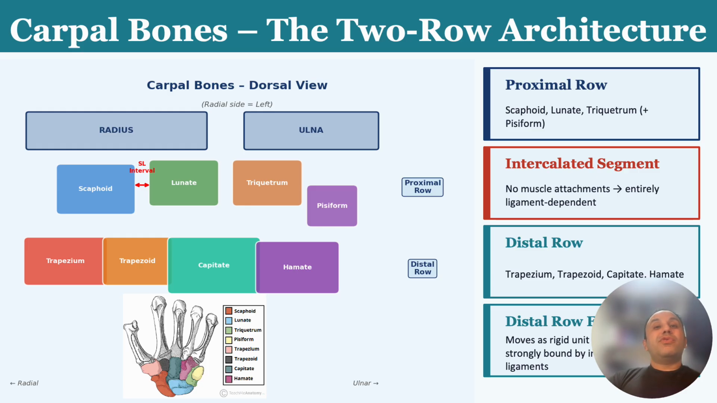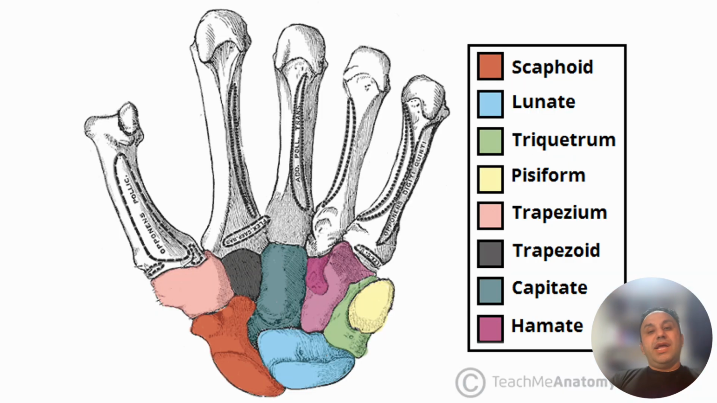The proximal row is sometimes described as the floating segment. When the scapholunate ligament ruptures, the scaphoid tends to flex because it falls into flexion, and the lunate extends, and that's what we call a DISI pattern.